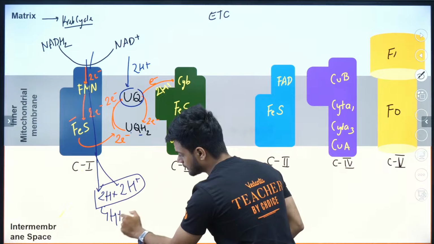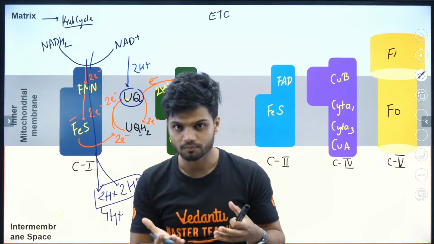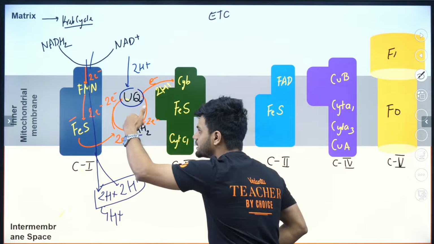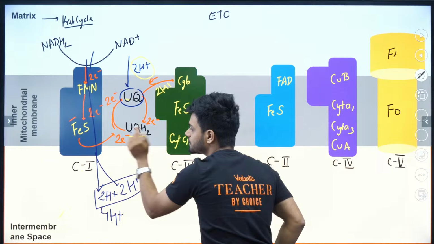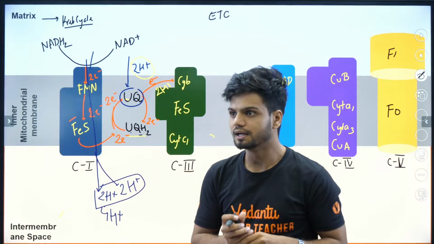Now these two electrons go to your ubiquinone. Ubiquinone is a mobile electron carrier. It is taking electrons, which means it is getting reduced. When it is undergoing reduction, it is taking two protons from the matrix region. Now the same two protons and electrons are sent to your third complex. Till here it is clear.